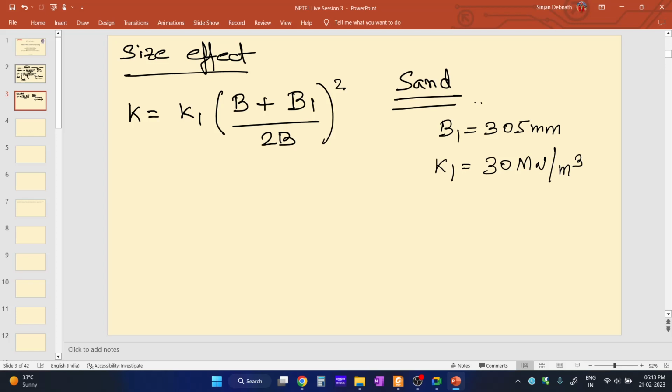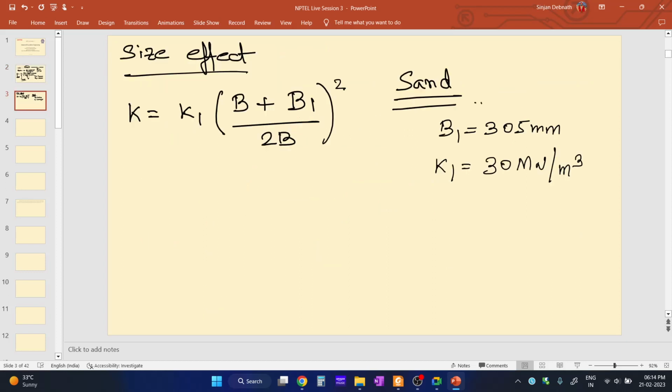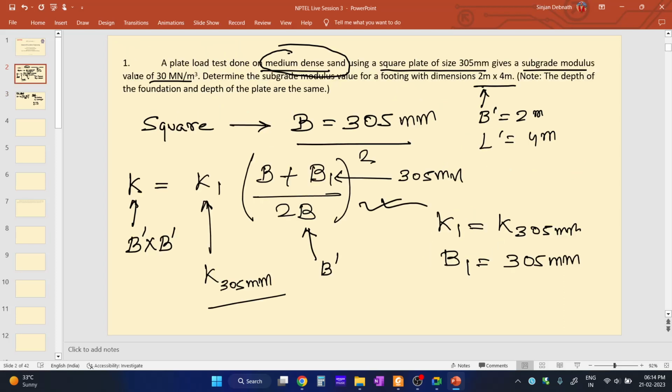Okay. So next, what is written over here? Determine the subgrade modulus value for a footing with dimensions 2 meter by 4 meter. So what is the footing dimension? B of footing is equal to 2 meter. Length of footing is equal to 4 meter. And here it is mentioned that the depth of the foundation and depth of the plate are the same. So that means there is no need to incorporate the depth correction.